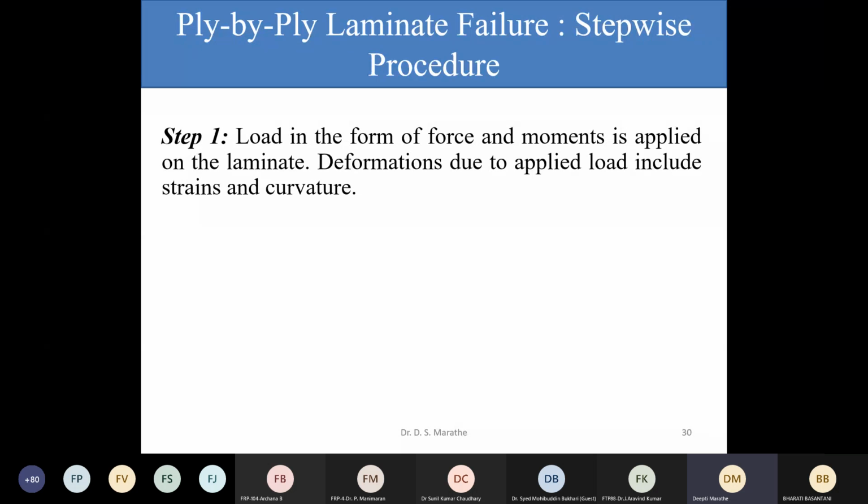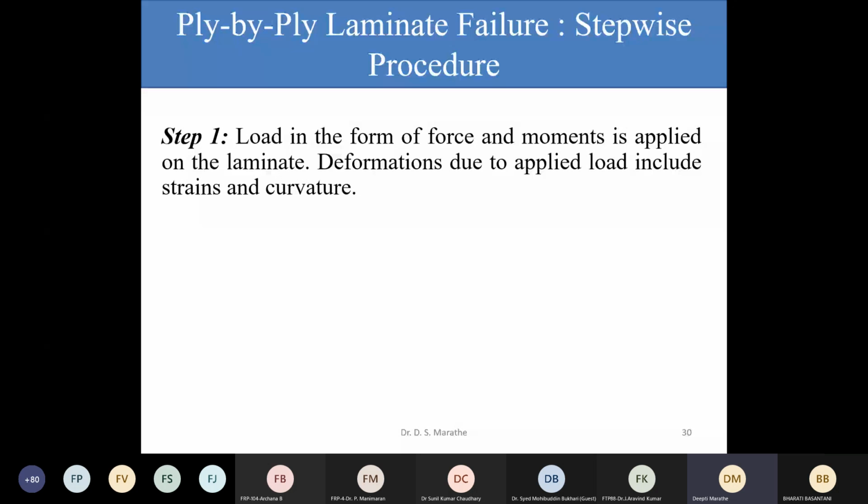So first, I'm going to apply the force onto the laminate. Also, I'm going to apply some moments. So the load is going to be applied in the form of force and moments. And the deformation due to this applied load is going to be due to mid-plane strains and curvature. This you have seen in the classical lamination theory.